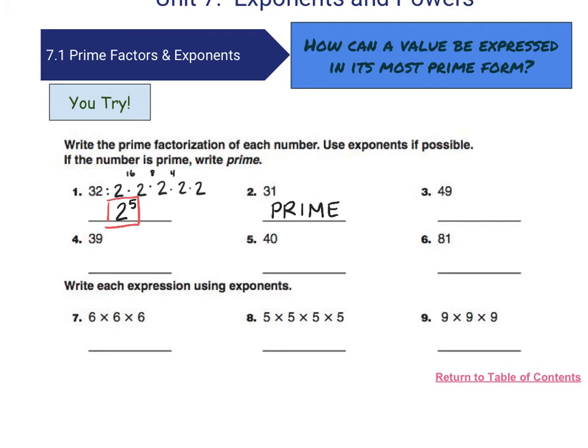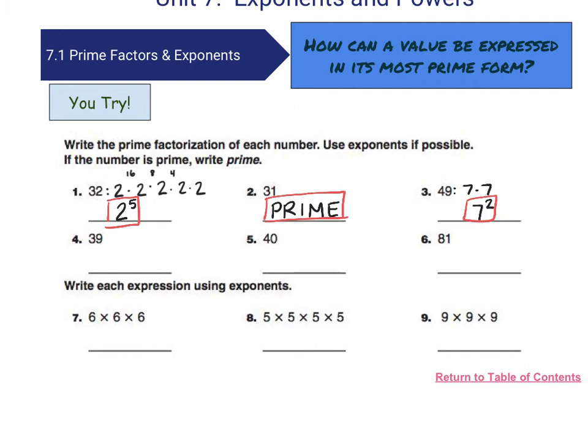Next, I have 49. That is one of the easiest prime factorizations because I know 49 is the same thing as 7 times 7, which would be 7 to the 2nd power. And this is my answer for this one. So I got the answers here.